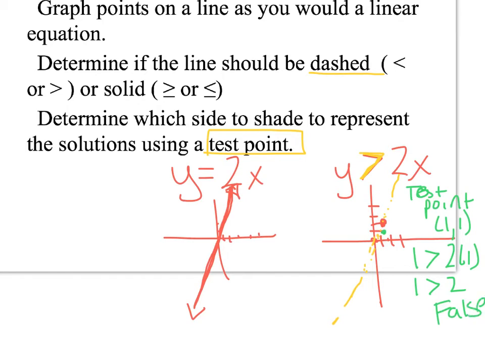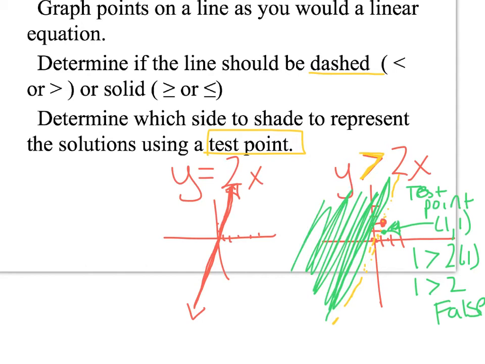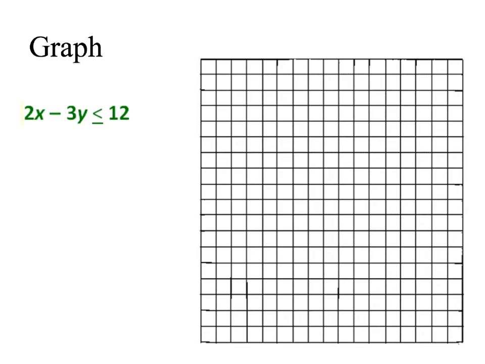That means that this point right here, the 1, 1, is not a solution. So the solutions have to fall on the other side of that dashed line. The solutions are anything on the upper left side of this dashed yellow line. Let's look at some more examples.